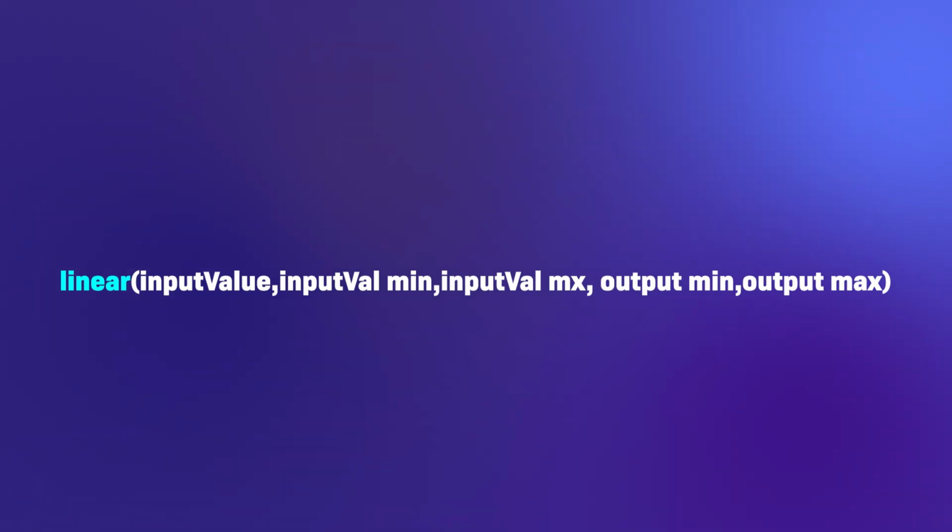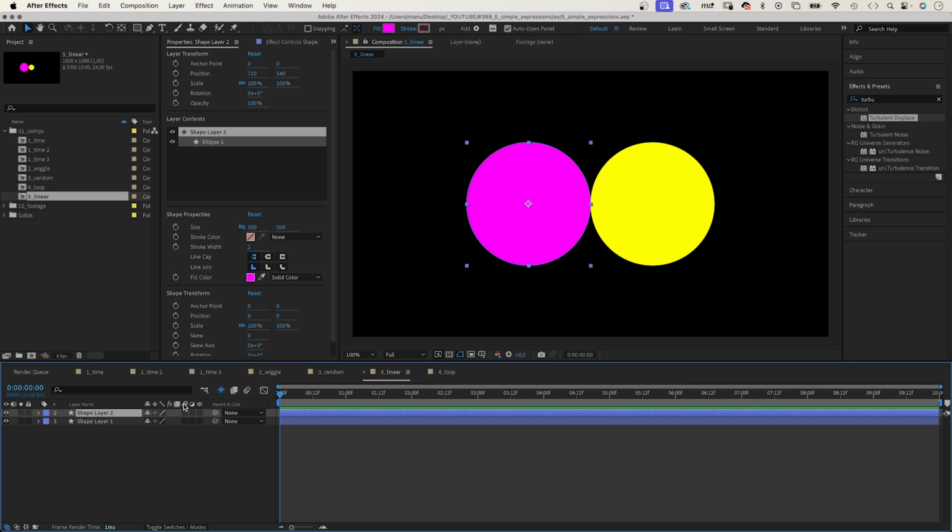The linear expression is extremely useful. It relates a string of input values to a string of new output values, meaning you can control different animations with one slider control. Sounds mysterious? Let's look at an actual example.